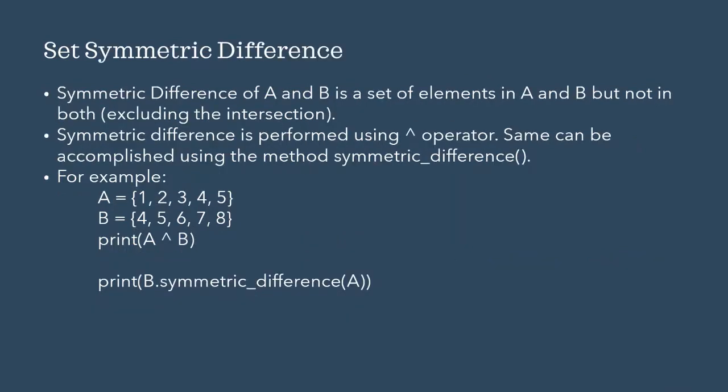Next, you have the set symmetric difference. The symmetric difference is basically the set of elements in A and B but not in both. That is, the unique elements in A and B in the collection. So set difference is basically only the elements in one set without those in the other.